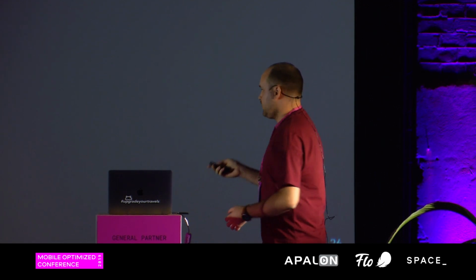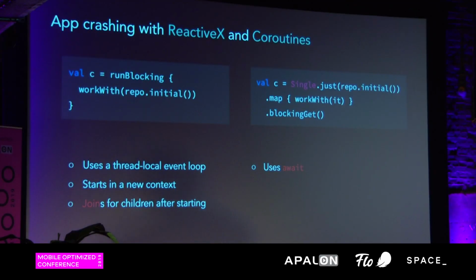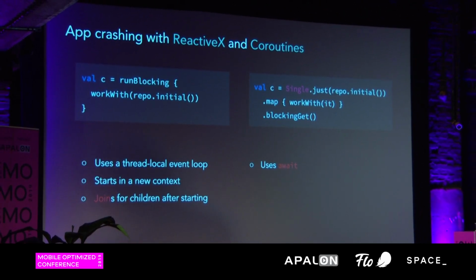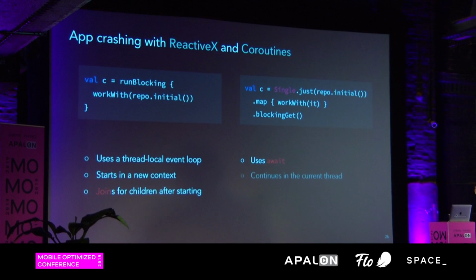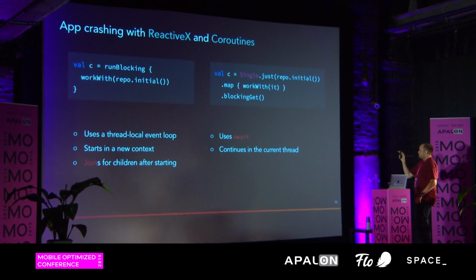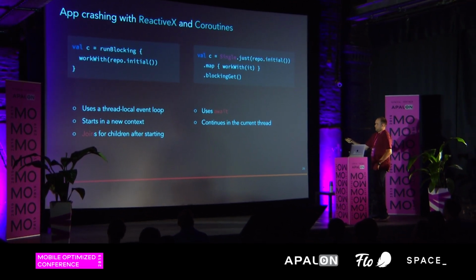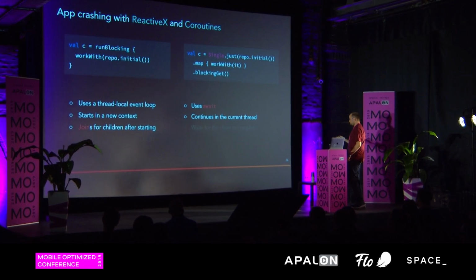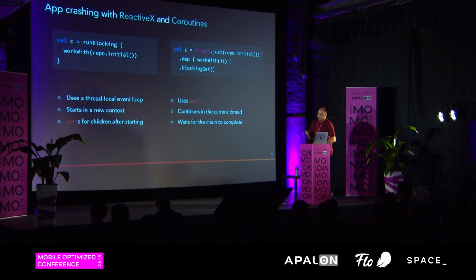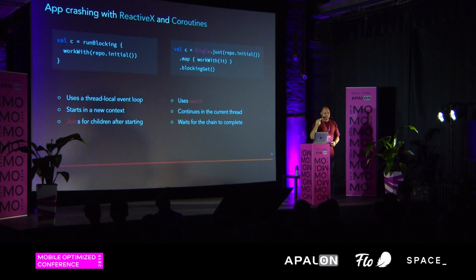To compare to Rx, it uses threads and schedulers, which are also kind of thread pools, and it calls await on these threads internally. It continues the work when you call blockingGet, it continues the work on the current thread, same as run blocking, and then waits for the whole chain to complete. So in both cases, your current thread gets blocked for the time of this task.